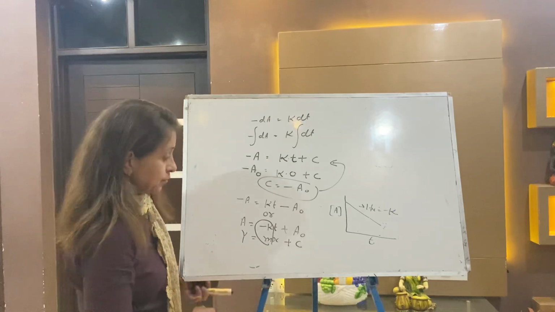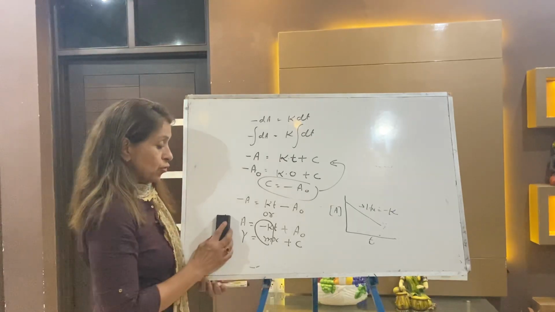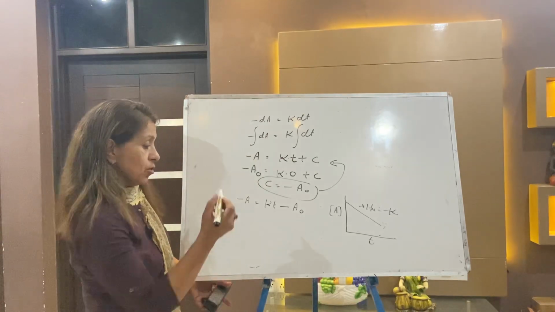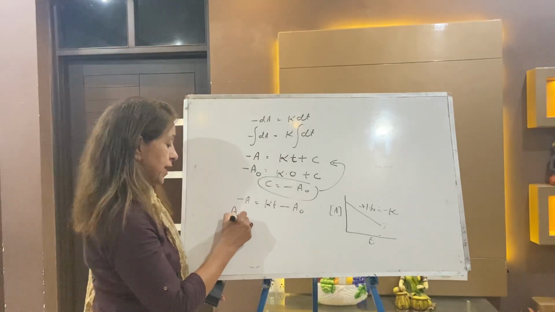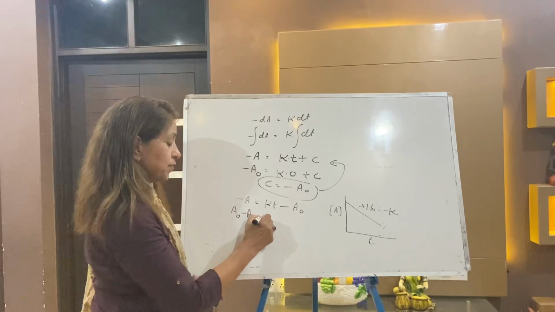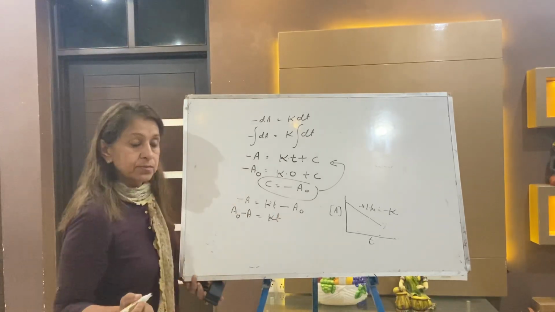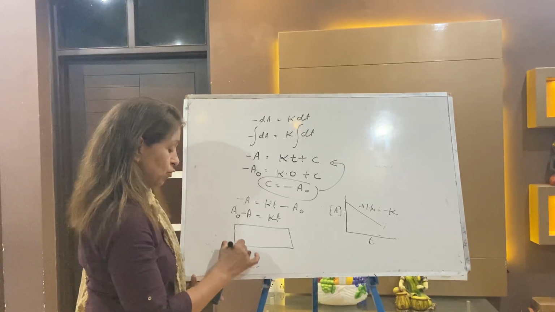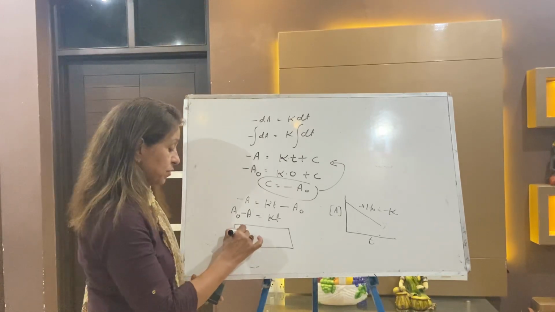Next step, now again I'm going to rub it. It's minus A is equal to kt minus A naught. Now bring it to this side. It's A naught minus A is equal to kt. Now this is the formula. We will take the numericals of the formula.